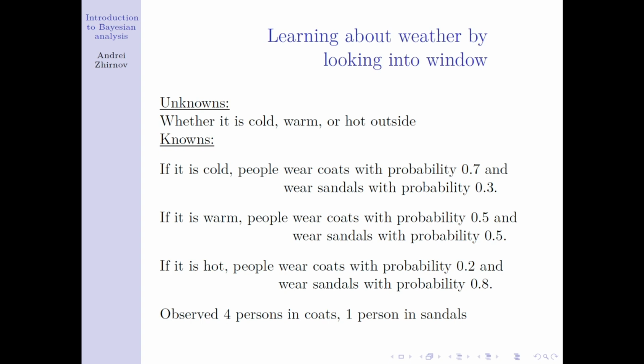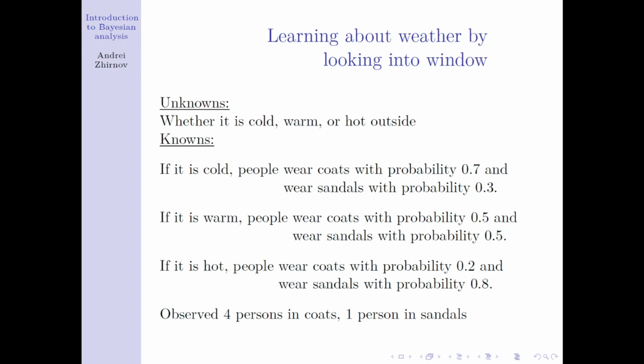So we know that if it is cold, people are more likely to wear coats than wear sandals. When it is warm, people are wearing coats and sandals with roughly the same probability. And if it is hot, people are more likely to wear sandals than to wear coats. I'm going to assign the probability of 0.7 to the event that people are going to wear coats when it's cold, and I'm going to assign the probability of 0.2 to the event that people are going to wear coats in case it is hot outside. These are the conditional probabilities.